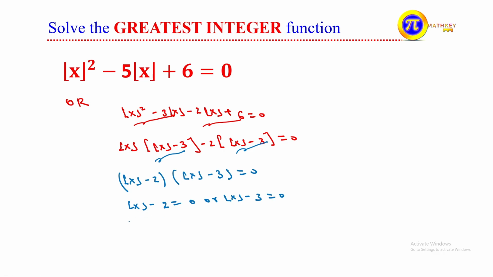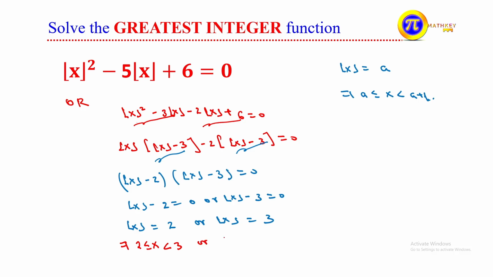What's next? This shows that the greatest integer x is equal to 2 or the greatest integer x is equal to 3. As we are familiar, if we have the greatest integer x equal to integer a, it means a is less than or equal to x, x is less than a plus 1. We say this. This implies that 2 is less than or equal to x is less than 3, or 3 is less than or equal to x, x is less than 4 ይሆናል ማለት ነው.